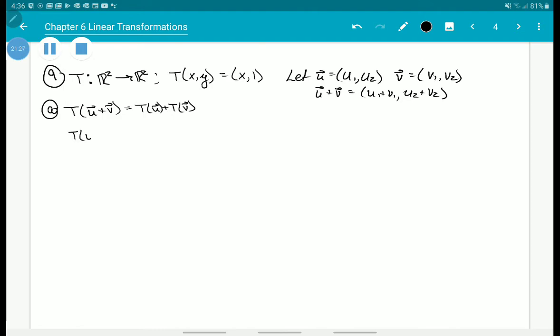So T of u plus v. Under this transformation, I'm doing the sum. So this is going to be u1 plus v1, u2 plus v2. Under this transformation, this is going to go to u1 plus v1. That first component goes to the first component. Y is always going to go to 1.